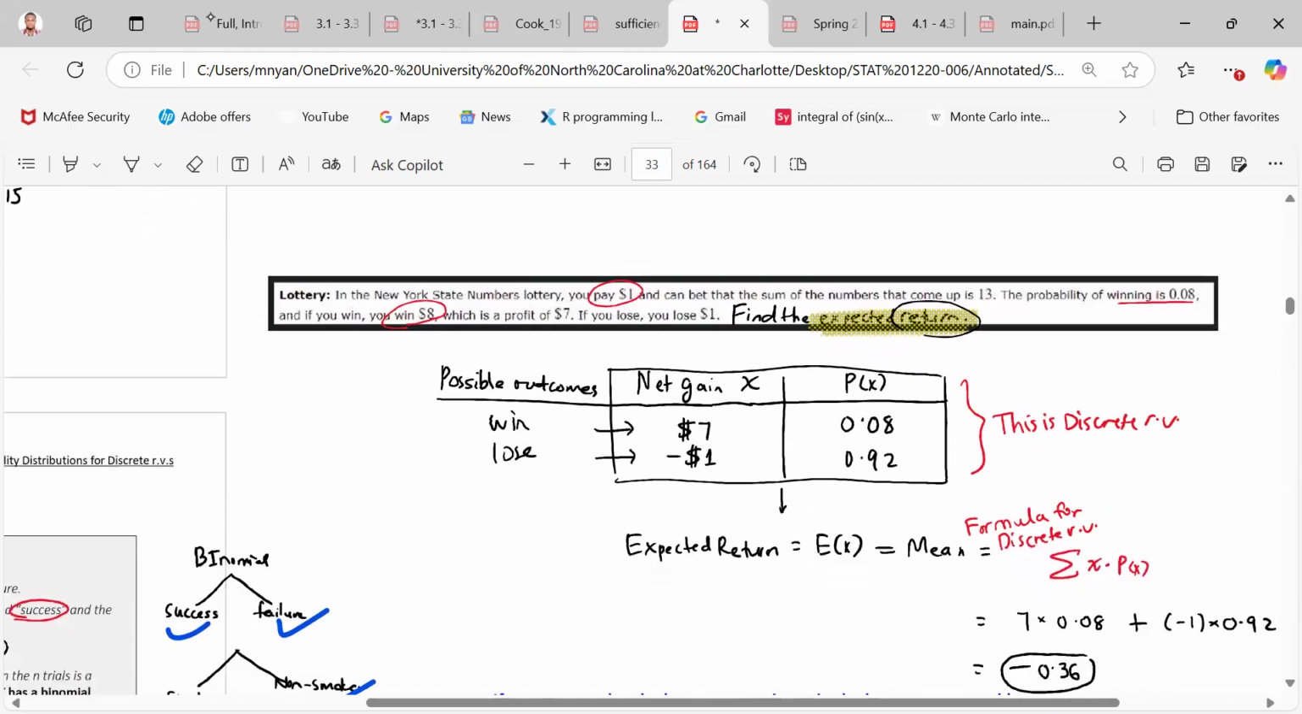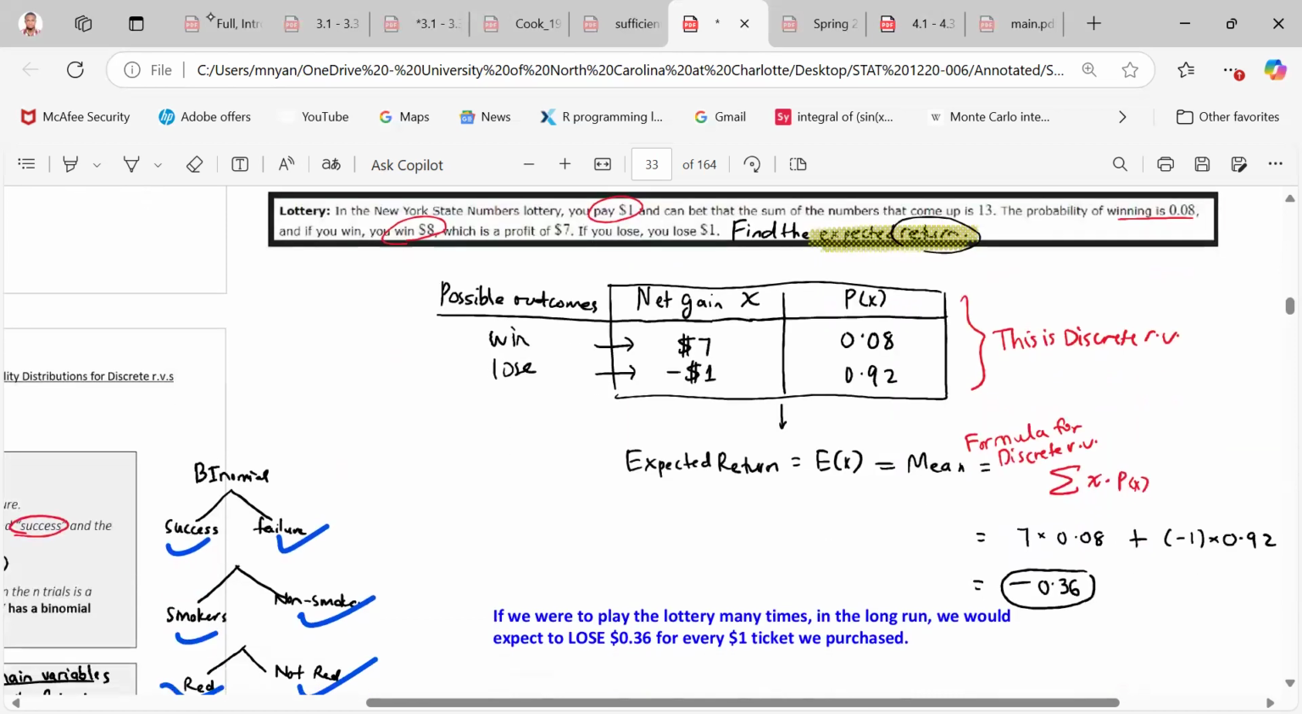By this, if we were to play the lottery many times, in the long run we would expect to lose 0.36. The negative sign shows your loss. We expect to lose about 0.36 for every ticket you purchase. All right, so this is interesting. You have to find the expected value. You can use your calculator or just use the formula provided. So we have it here, and you're good to go.